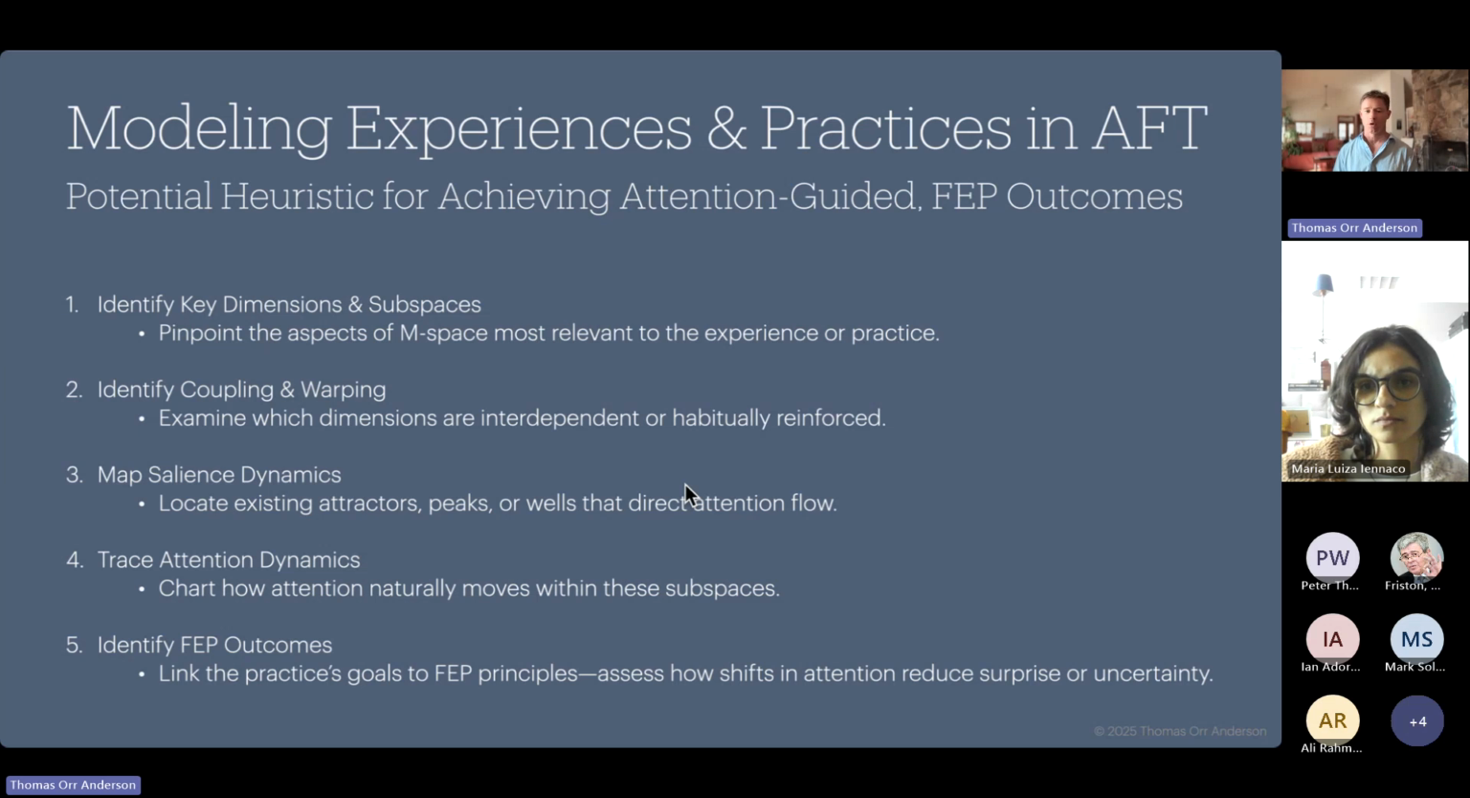Then identify coupling and warping of dimensions under consideration and map salience dynamics therein, and then trace attention dynamics in these spaces. So for example, in Qigong, you might move your attention from your head to your toes, back to your head to your toes. That's a very clear, simple to understand attention dynamic. But you can also have attention dynamics that flow within probability and so forth. And then hopefully in the future, if not now, identify the expected FEP or active inference outcomes. What will that do to the organism? And this is where I don't know if this is feasible yet or not. I know that these first 4 steps are already feasible and well-worn paths, but can we then identify active inference outcomes? What are the effects on the organism?